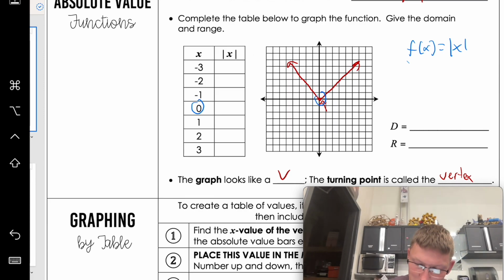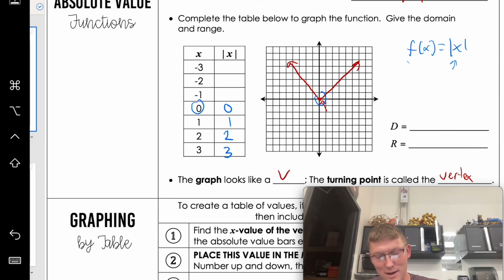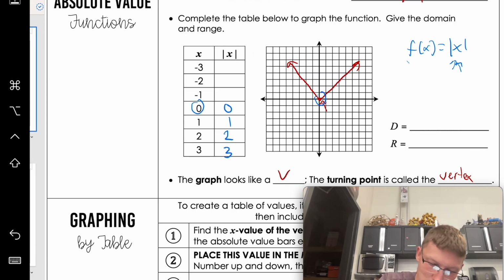Rewriting it just so that we can see it. We plug 0 in for x, we get 0. We plug 1 in for x, we get 1. We plug 2 in for x, we get 2. And 3. Hopefully you're noticing a pattern here. So let's go into the negative sides. We plug a negative 1 in for x, we get positive 1. We plug a negative 2 in for x, we get positive 2, and 3, and so on and so forth.